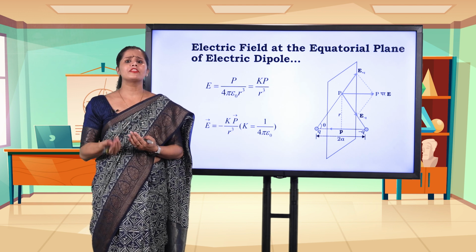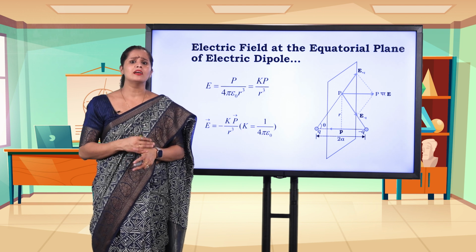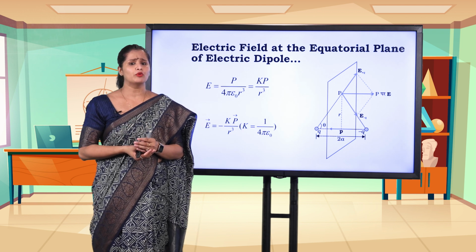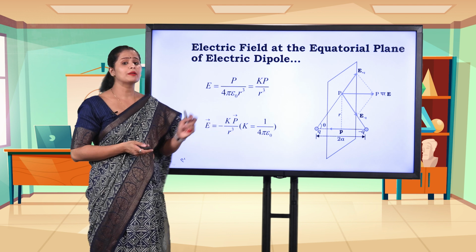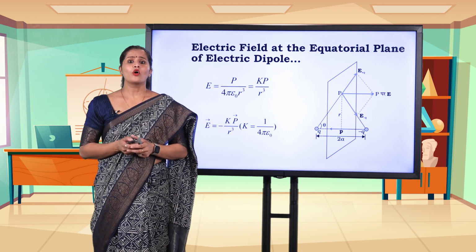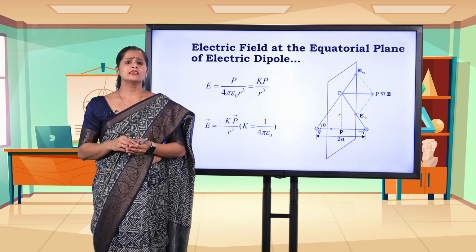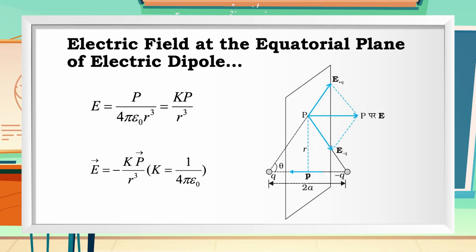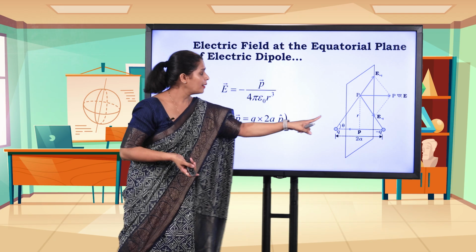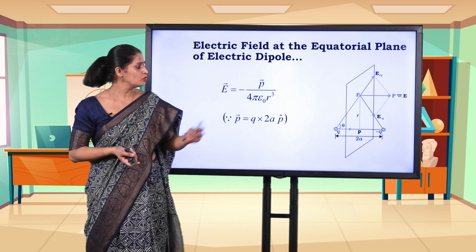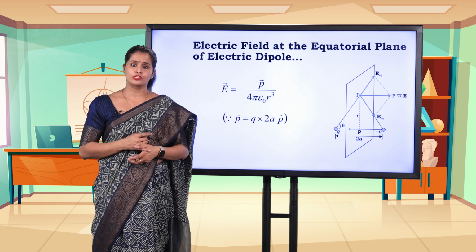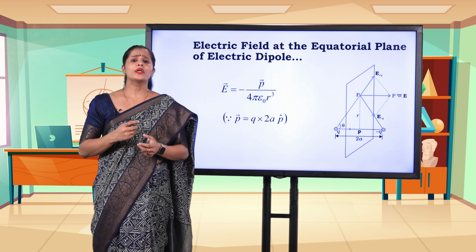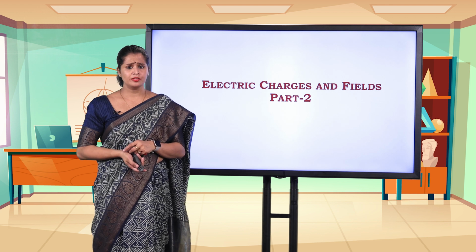So, now we have the final expression of the electric field in terms of the electric dipole moment, as given by this expression. Now, can you tell me what is the direction of P? Yes, we have already discussed that the direction of the P vector is from minus q to plus q, as is given in the figure also. With this, we come to the end of this session.